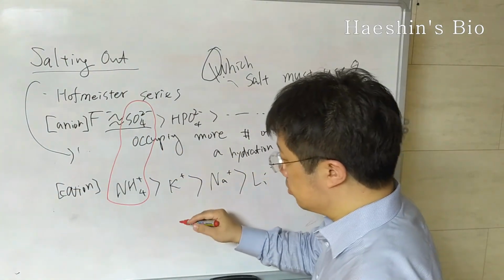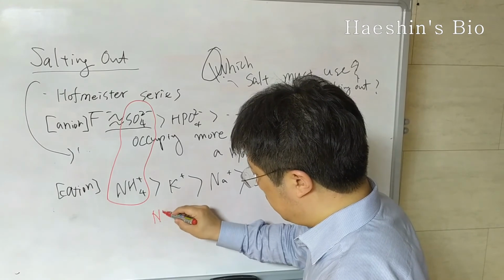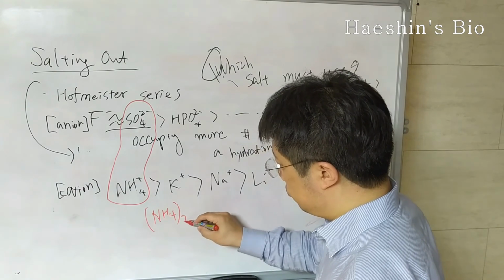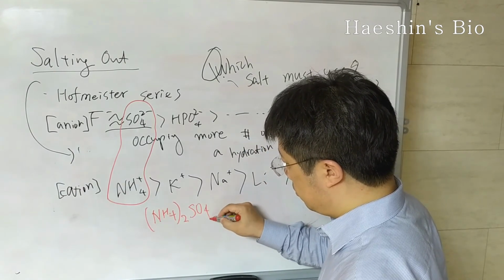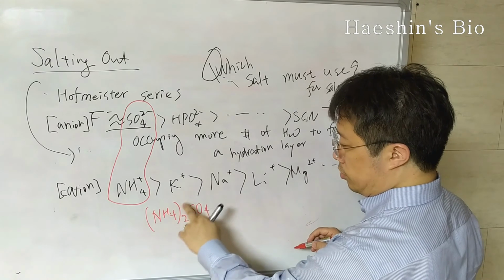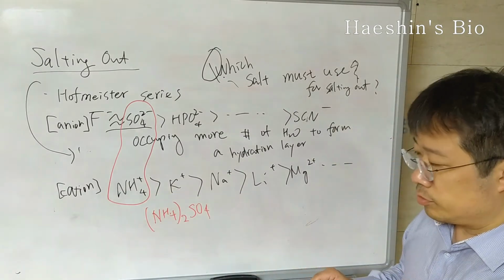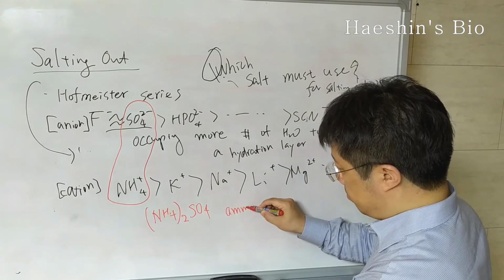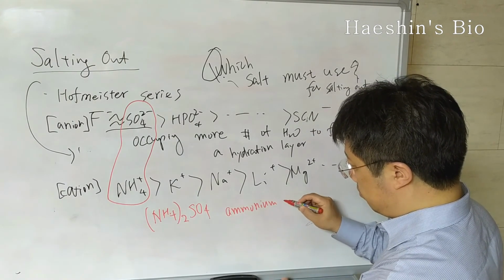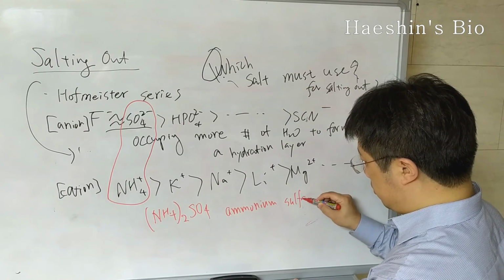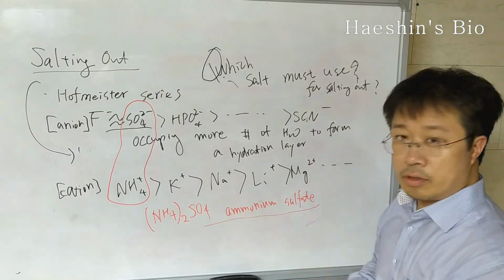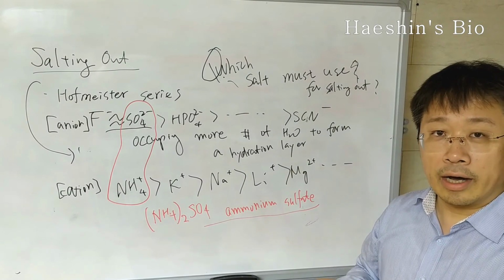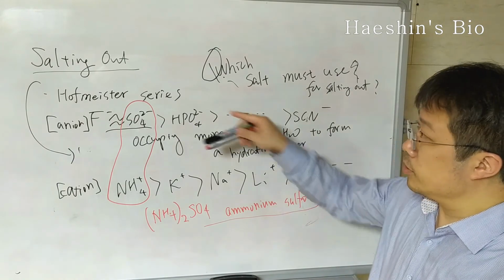So what is this one? This is NH4, right? And then 2, and so forth, because it's 2 charge, 2 charge and 2 plus, since 1 charge. So (NH4)2SO4. This is named ammonium sulfate. The answer is ammonium sulfate is a really good salt that is useful for the salting out process.